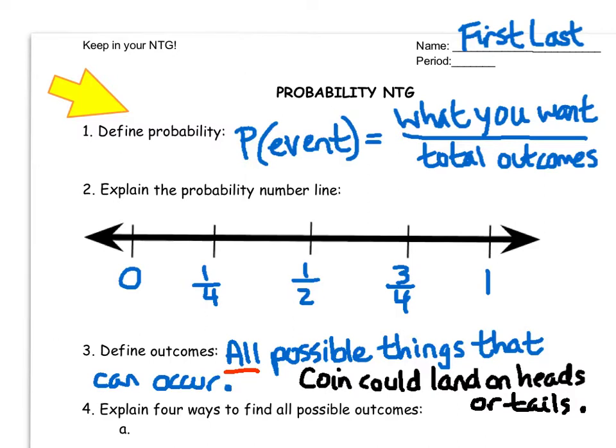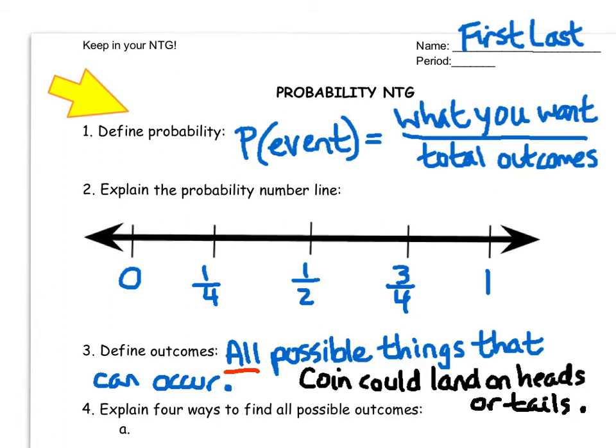So remember, in algebra, we use a capital P and then parentheses. So we would say the probability of an event equals what you want to happen over the total number of outcomes. So if they ask us for a probability, we are supposed to give them a fraction, one number over a second number.